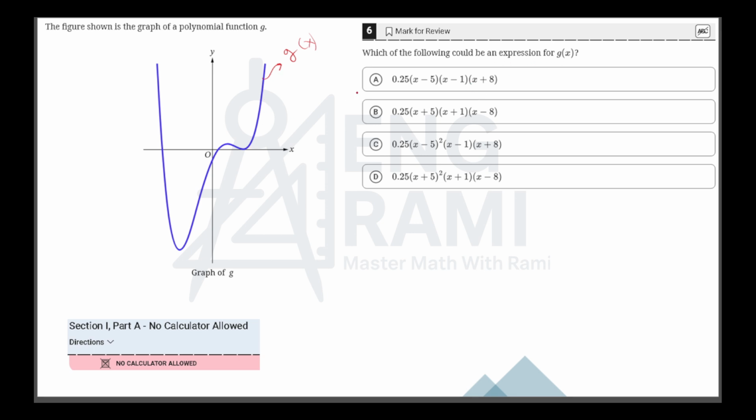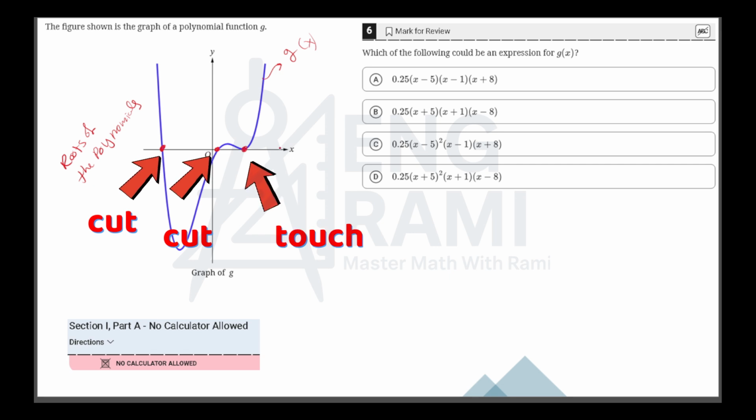Before looking at those answers, let's remember together, those are the roots of the polynomial. As you can see, those points cut or touch the x-axis at those points. Right.